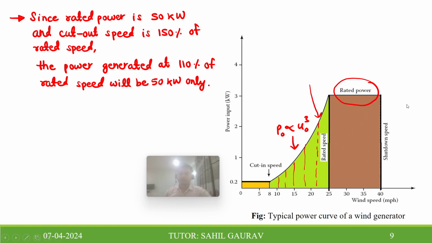And above this rated speed, you have to check what amount of power they are asking, because the shutdown speed is taken as 150% of the rated speed, and they are asking about 110% of the rated speed. So here I am writing 90% of rated speed. Let us take it as this point. This point you can take as 90% of the rated speed. And this is the rated speed.